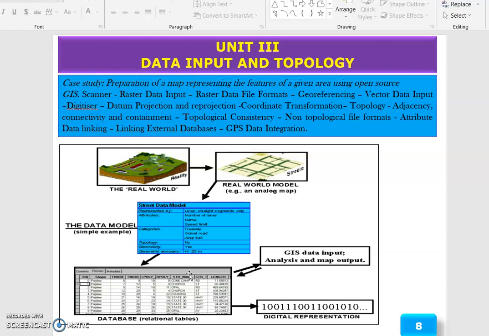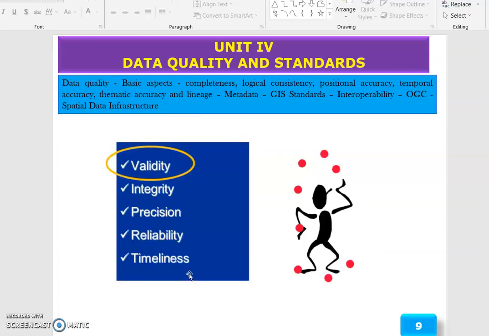The data we can store in Excel format. The different kinds of data we can store in a database. It will be easy to store in a systematic way, and we can keep the data very securely. Then unit 4, data quality and standard. How we can store the data, how we can find the quality of data, and what standard we are going to use, we are going to validate in unit 4.